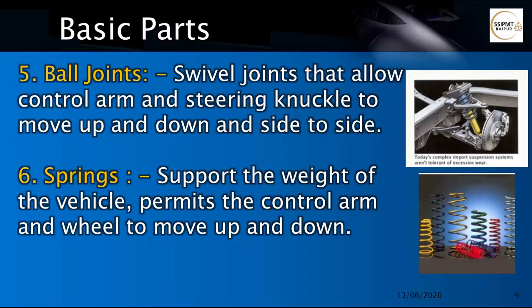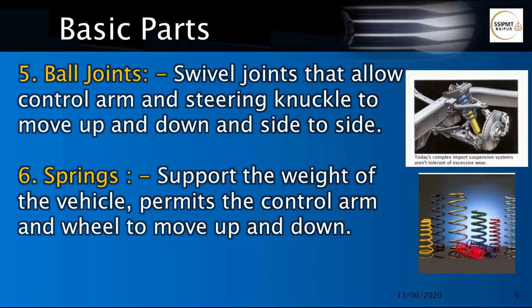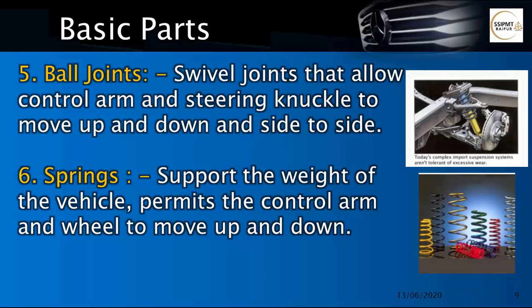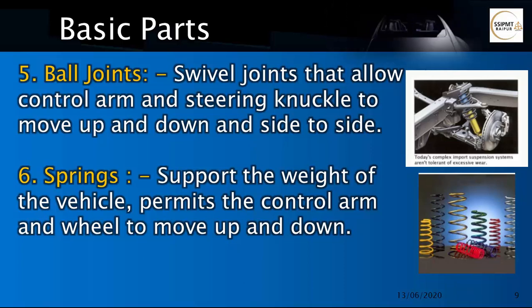Next part is ball joints, the swivel joints that allow the control arm and steering knuckle to move up and down and side to side. So this is a ball joint, you can see here.